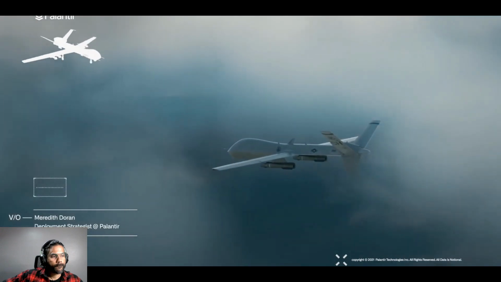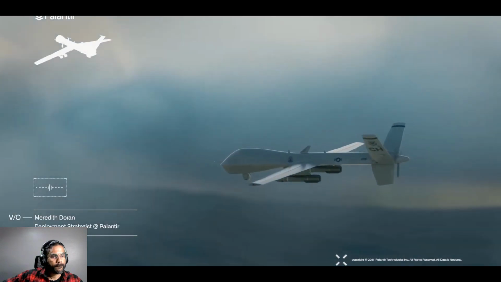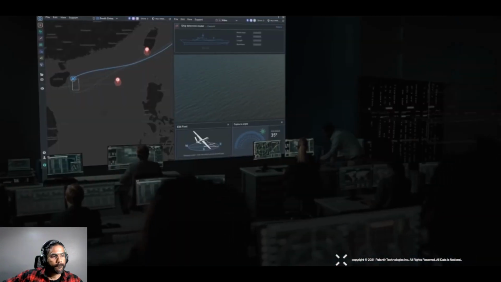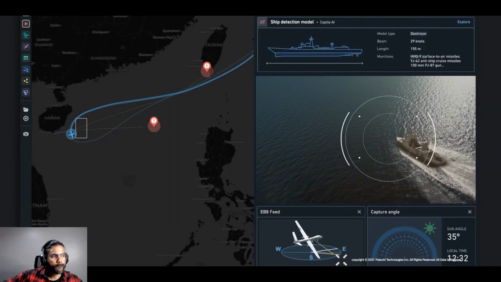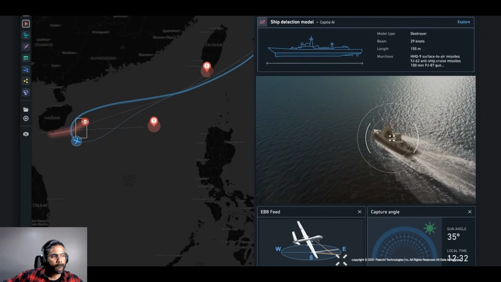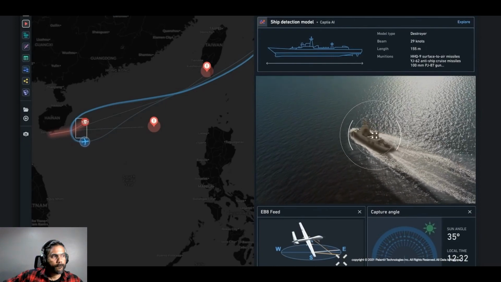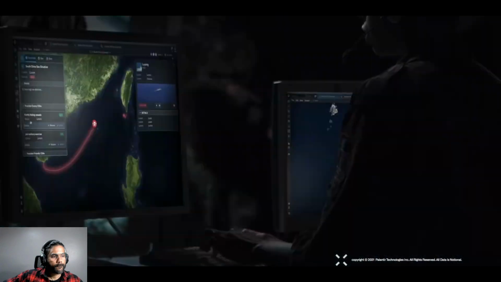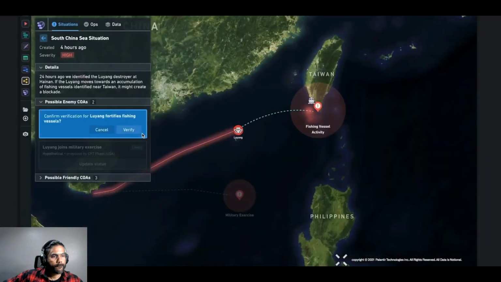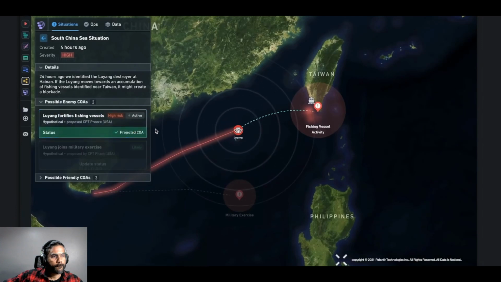Time is ticking, and they need to find the ship quickly. As the aircraft departs, video streams back to headquarters in real time. A ship identification model detects the dimensions, speed, and weapon system of the destroyer headed north. An analyst back in the operations center verifies the detection, which confirms the Luoyang is on the most dangerous path and is only a few hours away from the potential blockade.